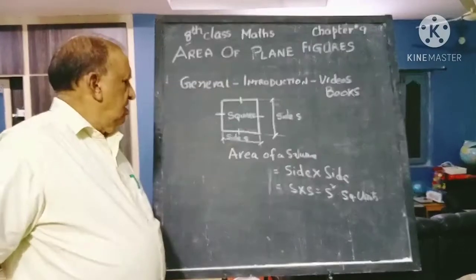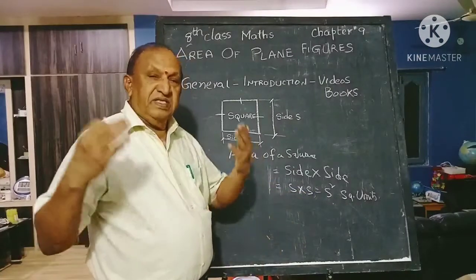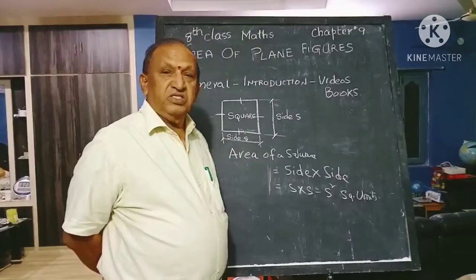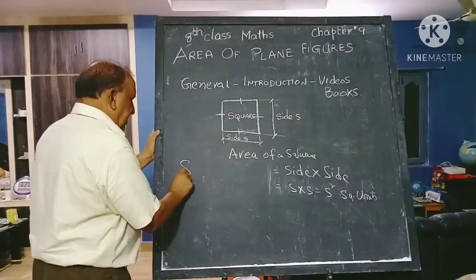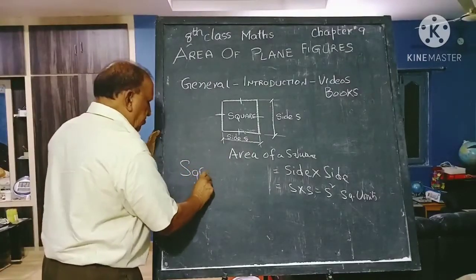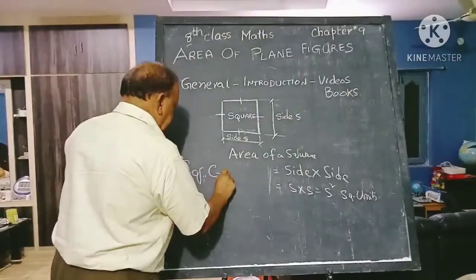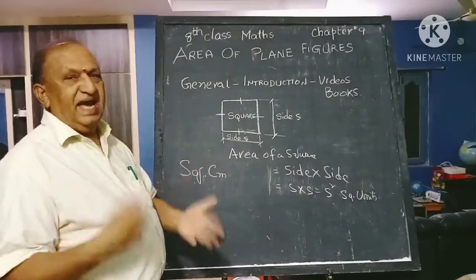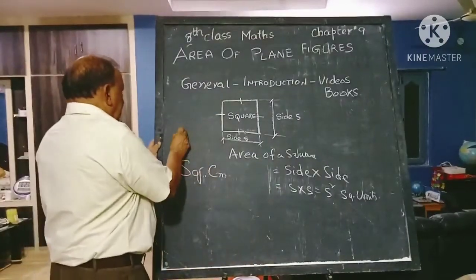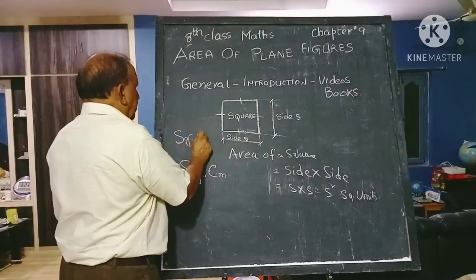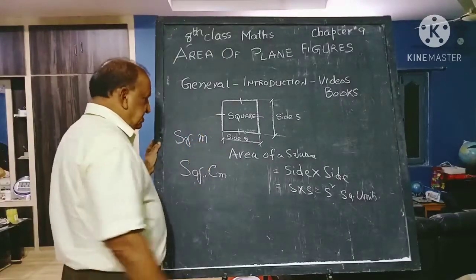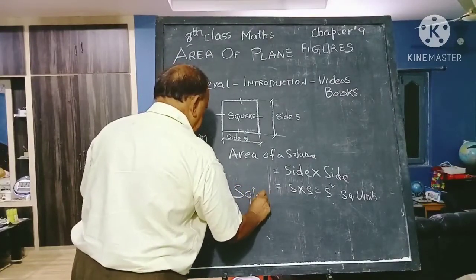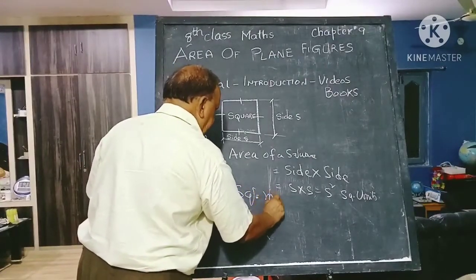What it means is, if the side is in centimeters, then the area will be in square centimeters. Area will be in, we call it square, put a period there, and then centimeters. You don't have to write the full word, just square centimeter. Suppose the side is in meters, then you say sq. meters. If it is in millimeters, then you say sq. dot, put a dot here, and then millimeters.